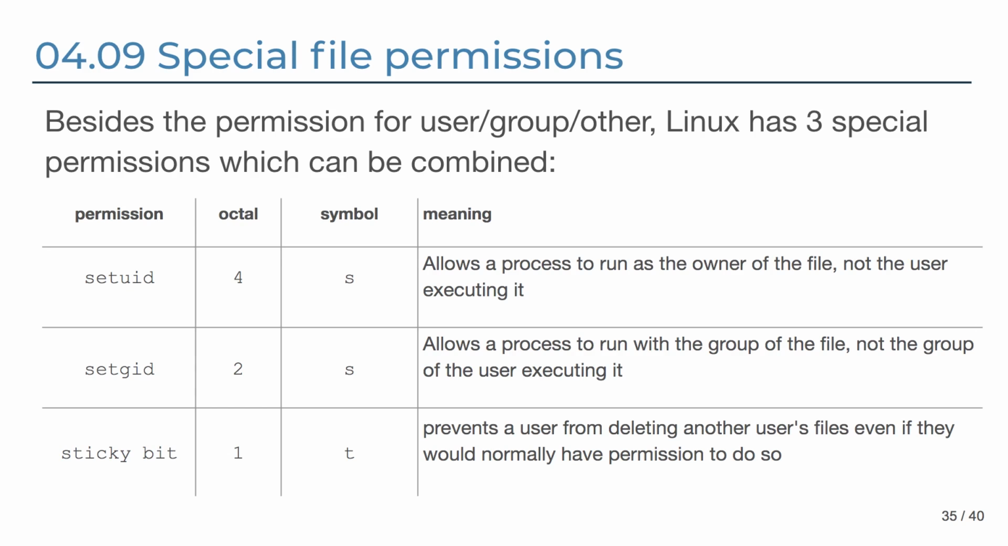That is like with set UID: if you set that flag, you basically allow a process to run as the owner of the file and not the user executing it. With the set group ID, you do basically the same, but with a group. And the sticky bit is one addition, which prevents other users, who you could give read-write permissions to a file you create, from accidentally deleting it. So the file is still there.